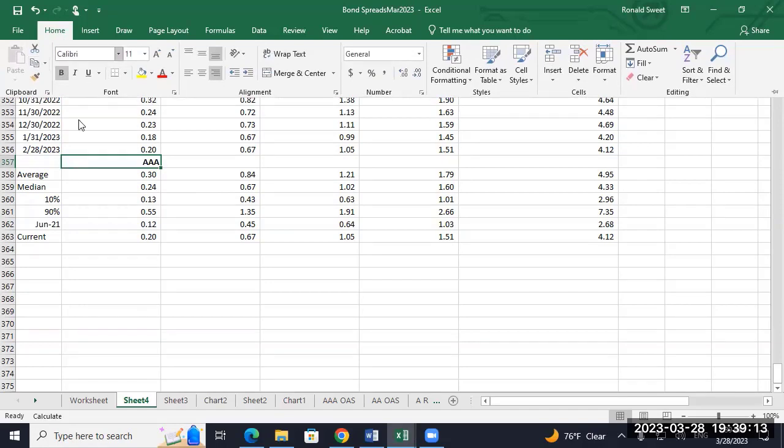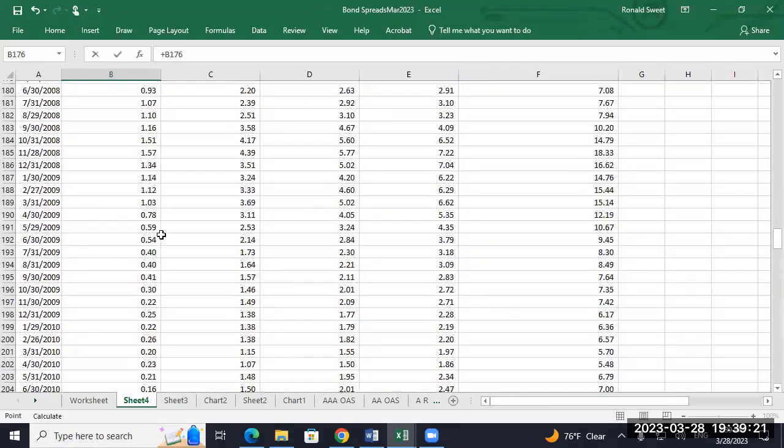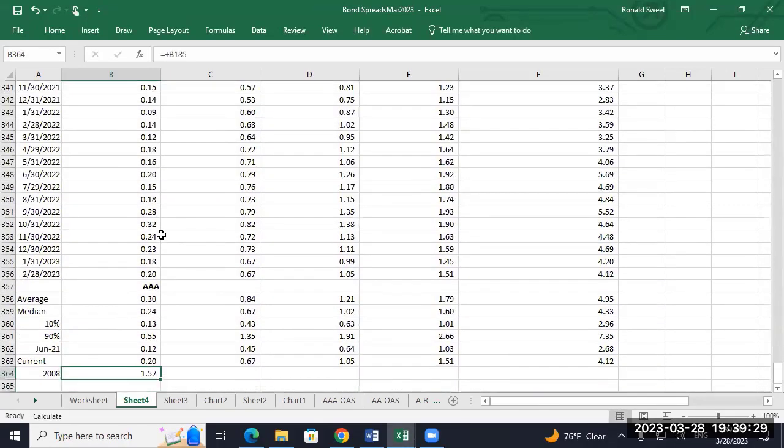The max, or the high end, is 55, but again, you go back to 2008, which is, let's see if we can find the max here. Yeah, so in 2008, the spreads on AAA look like a spread on a triple B. So what does that mean? You should have been buying these bonds in the last part of the year of 2008.